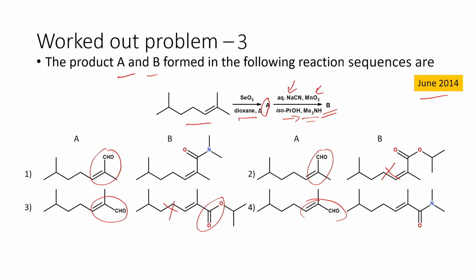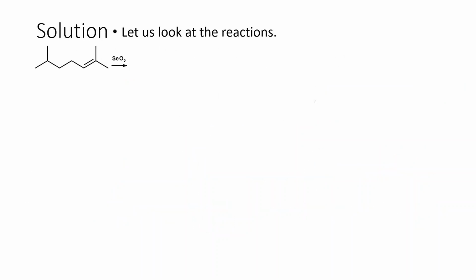Now we only have to look at 1 and 4 as the two probable products. If you look at 1 and 4, the difference is whether the aldehydic group is cis to the double bond or it is trans. That is the only thing we will have to look out for. Based on that, we can say what is going to be the final product. So let us move on to how to solve this problem.